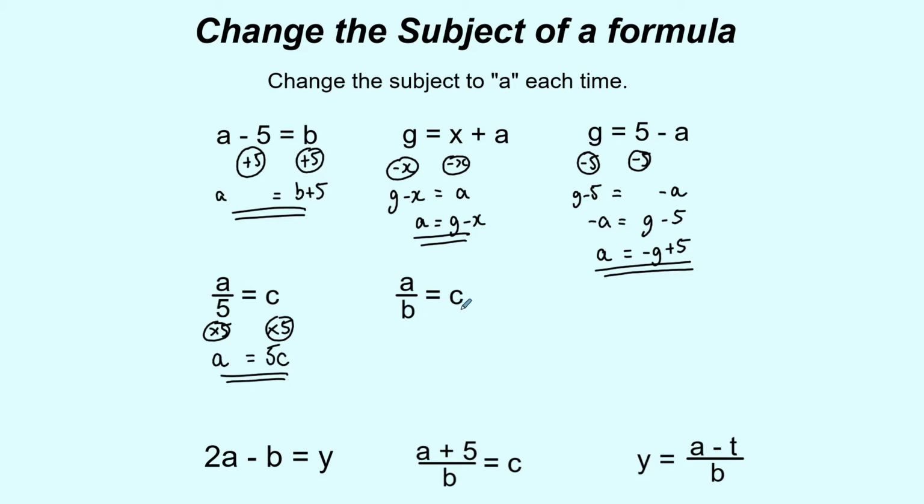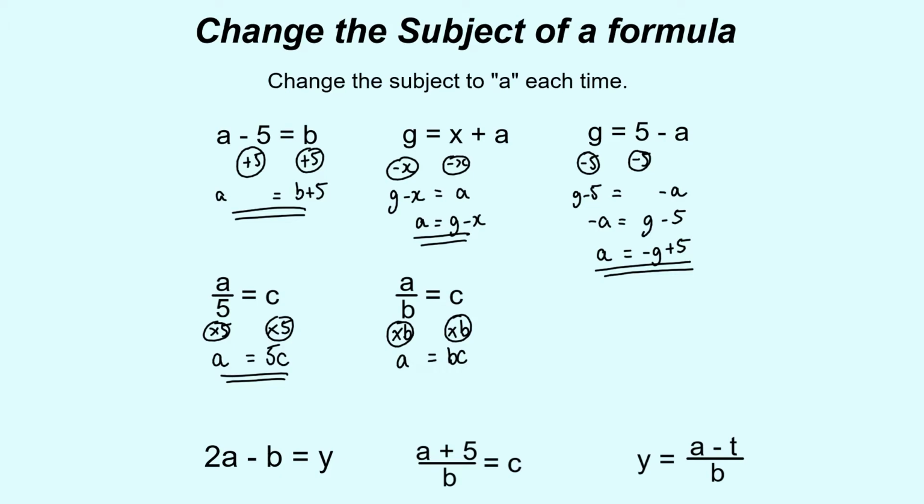Same idea with this one, but we've got a letter on the denominator instead. So we want to get the A on its own, which means we don't want that divide by B. Opposite of dividing by B, multiplying by B. So we're going to multiply both sides of the equation by B. That'll leave the A on its own on this side. And on this side we've got C times B, which again, simplified would be BC. You could write CB, but typically we write things in alphabetical order.